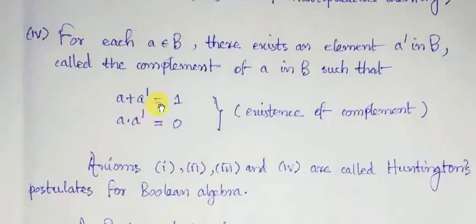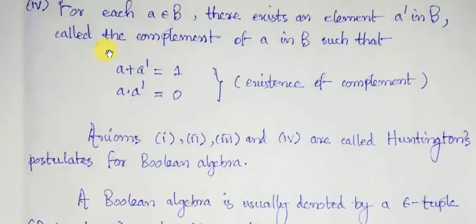For each and every member of this set B, we shall have an element that is called the complement of this element. Here we have considered A, and the complement of A we have denoted by this A complement. We shall call that this is the complement of A when these two relations will hold good.